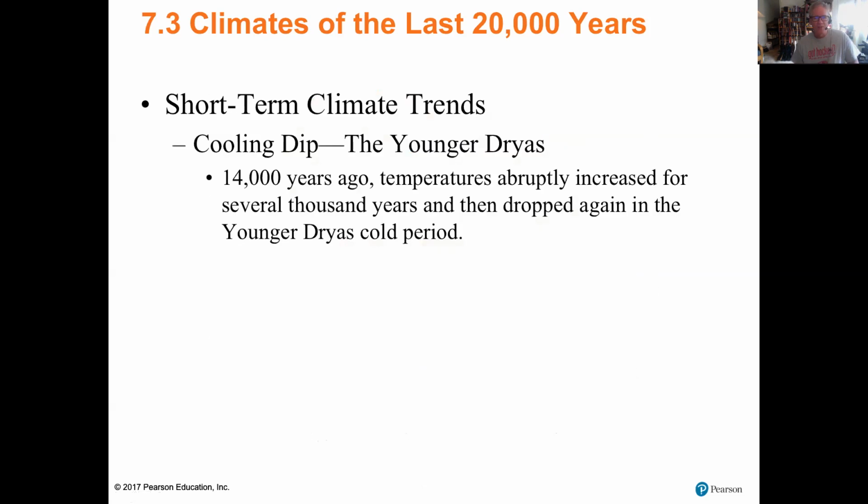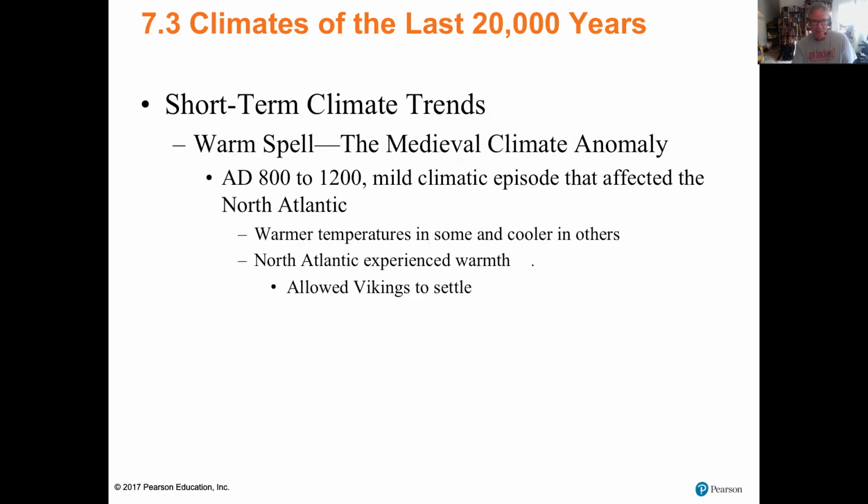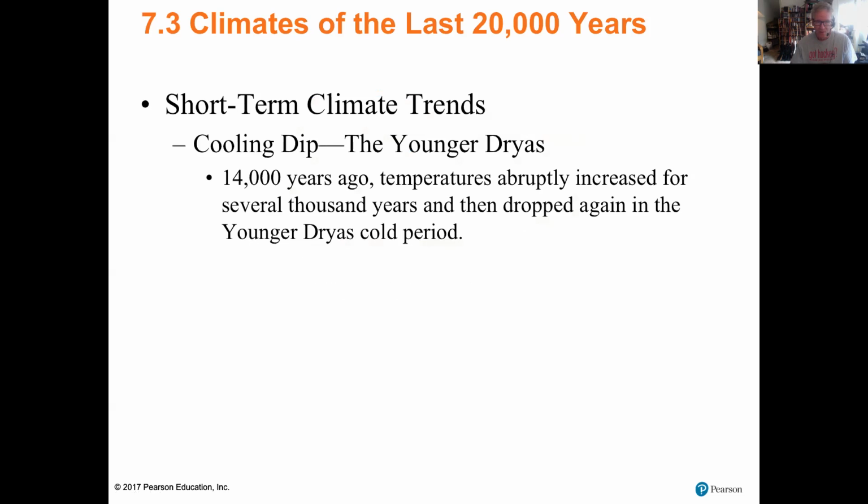Now, what we're interested in is the short-term climate trends. About 14,000 years ago, the temperatures abruptly increased for several thousand years. Then they dropped again very abruptly. We call this the Younger Dryas, which was the driest period. So we got one warm period and the cold period.